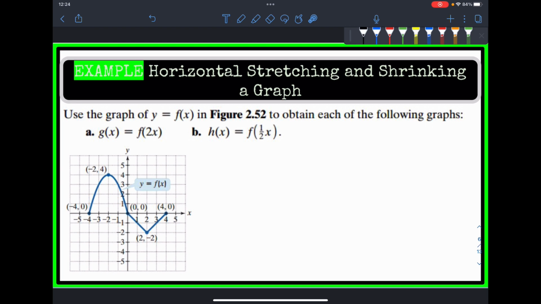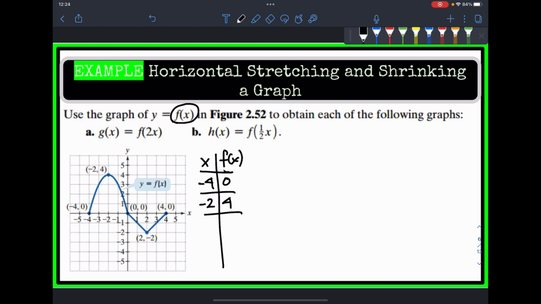So let's look at this expression right here. Notice again what our coordinates are. So for f of x, let's make a table of values for f of x, which again are these points. At -4, our y value is 0. At -2, it's 4. At 0, it's 0. At 2, it's -2. And at 4, again, this coordinate is at 0. So these are the respective x's and the values of f at those x's.